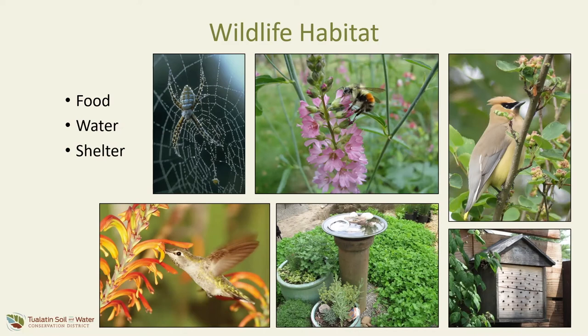If you're trying to attract more pollinators to your landscape, put in plants that provide pollen or nectar sources. Some great Pacific Northwest natives for that are going to be the mock orange, the Douglas spirea, and even yarrow, which is a nice ground cover to be able to put in.